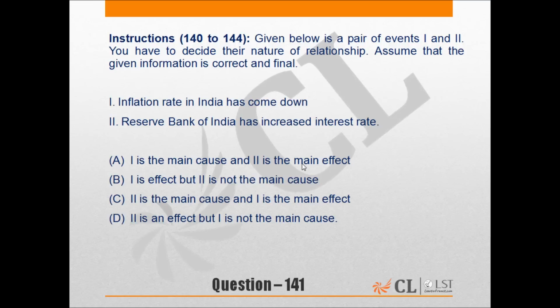Once again, if I look at other possibilities, yes, inflation rate can come down for multiple reasons. We do not have to consider those other reasons. We only have to look at whether in the normal course of events there is any relation at all between the given statements. If there is any likely cause-effect relation between the given statements, then that will be the right answer. Hence, again, option C over here, 2 is the cause, 1 is the effect, will be the right answer.